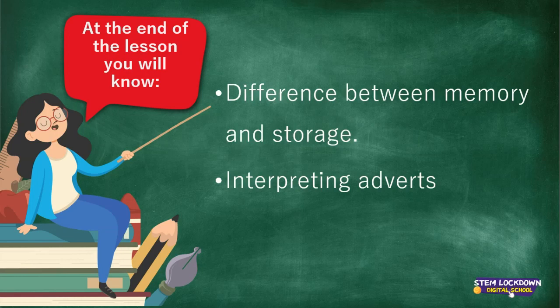So these are terms that are used interchangeably and in a loose way, especially when people don't have the full background of what each device does. So we're going to look at that today, the difference between memory and storage. Then we're also going to look at interpreting adverts, so that when you want to buy a computer, you buy the computer that suits your needs, and you also buy a computer that suits your budget.